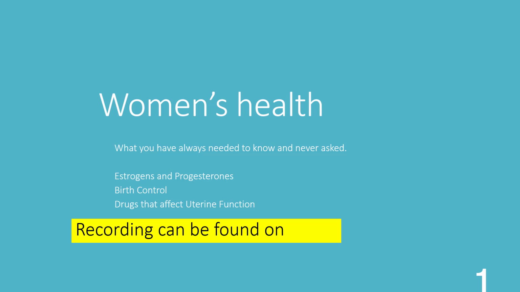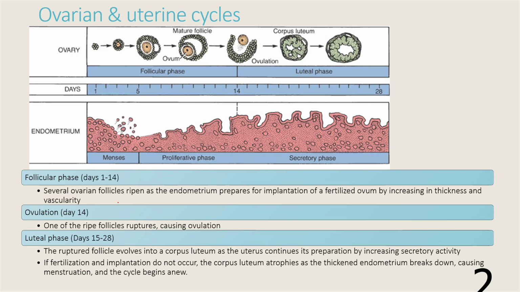Hi, so this recording is on women's health, and what we're going to do is cover the role of estrogen and progesterones, birth control, as well as drugs that affect uterine function. So just as a brief overview, I'm going to cover the ovarian and uterine cycles.